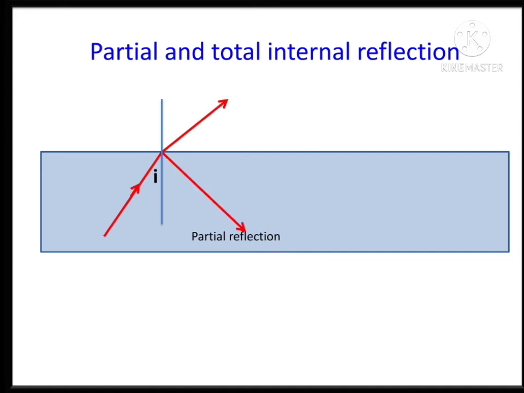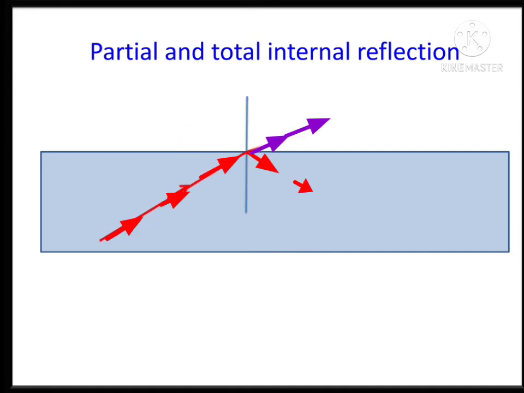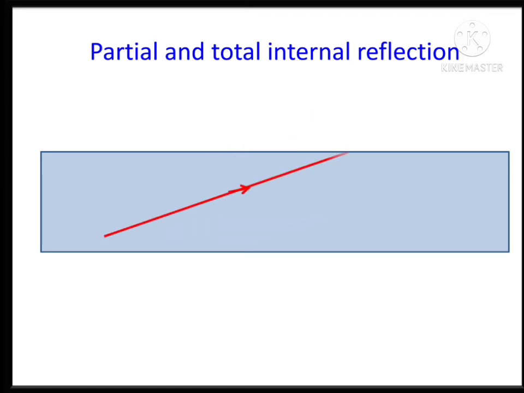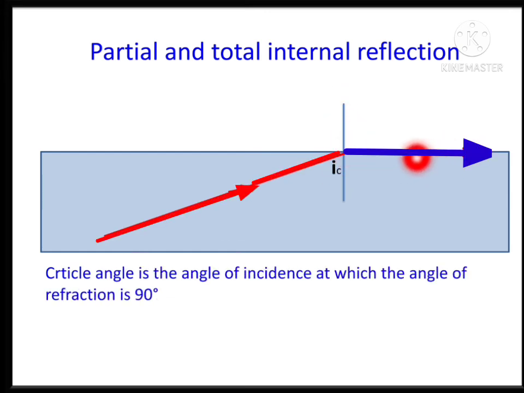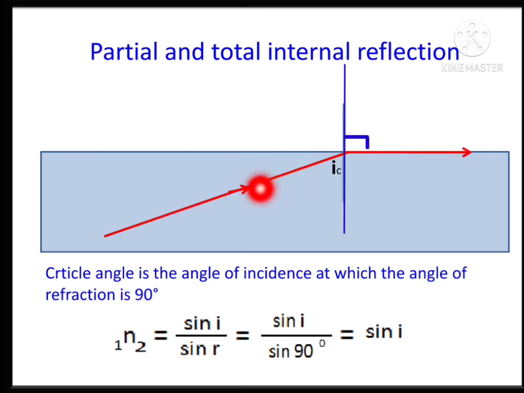If we increase the angle of incidence, then the angle of refraction also increases. Also partial reflection takes place. If we increase the angle of incidence some more, then the refracted ray goes perpendicular to the normal in this direction. At that time, the value of the angle of incidence is called the critical angle, and the ray of light does not go into the rarer medium.